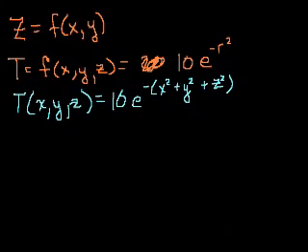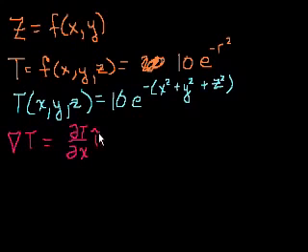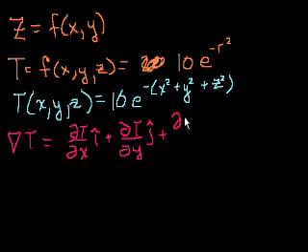Let me erase this thing down here. And I'm going to switch from this blue color because it's a little nauseating. So the gradient of t is going to be equal to the partial derivative of t with respect to x times the unit vector in the x direction, plus the partial derivative of the temperature function with respect to y times the unit vector in the y direction, plus the partial derivative of the temperature function with respect to z times the unit vector in the z direction.